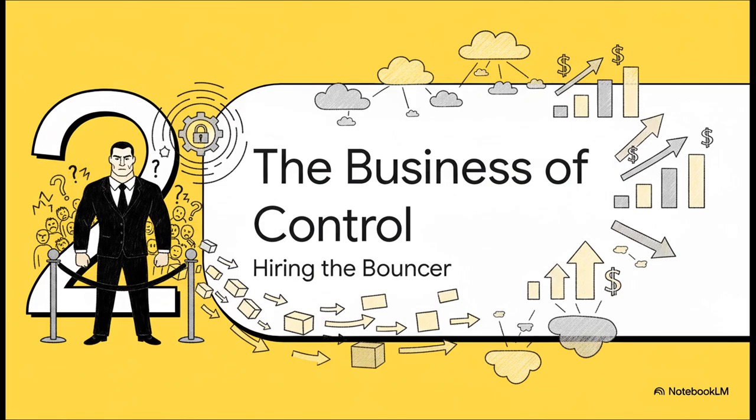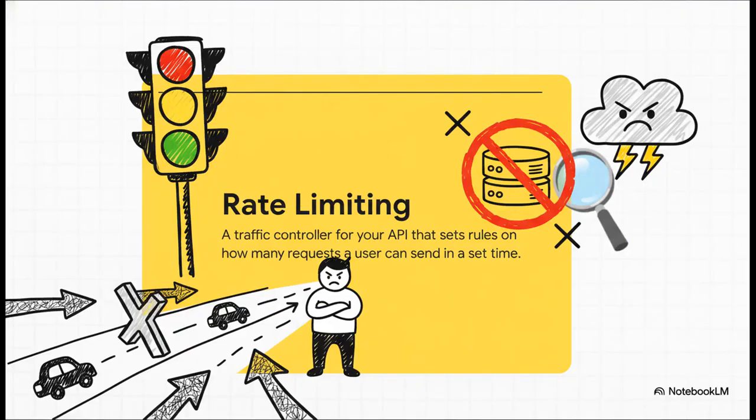And that brings us right to the business case for doing this. So what is rate limiting really? Well, at its core, it's basically a traffic cop for your API. It's just a set of rules, a speed limit, that says how many requests a user can send in a certain amount of time. And if someone breaks that speed limit, the bouncer politely, or not so politely, shows them the door by hitting them with that famous 429 Too Many Requests error.